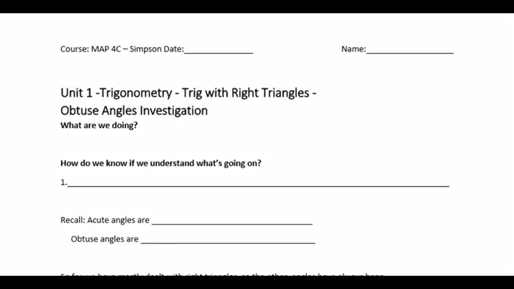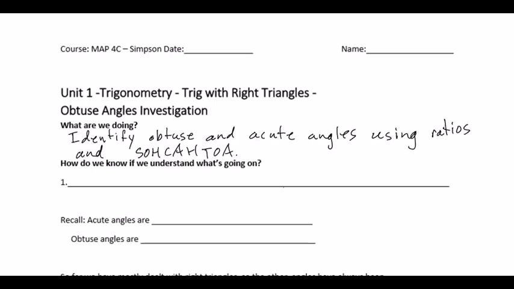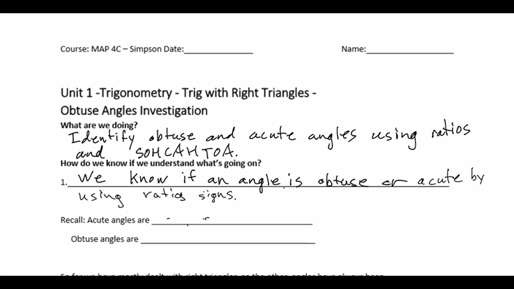So today what we'll be doing is taking a look at obtuse angles. How do we know if we understand what's going on, and what are we doing? We're going to identify obtuse and acute angles based on ratios. Now, how do we know if we understand? Basically, this is it. We know if an angle is obtuse or acute by using the ratio signs.